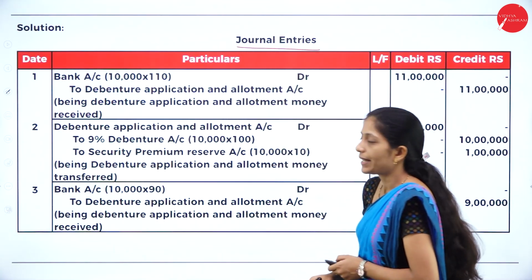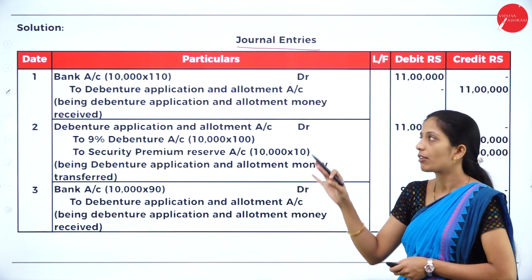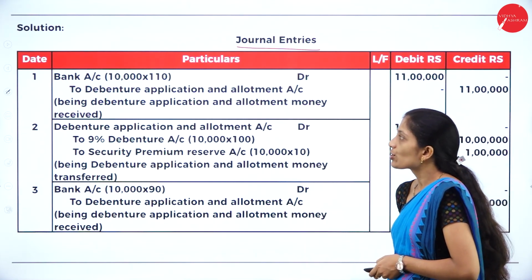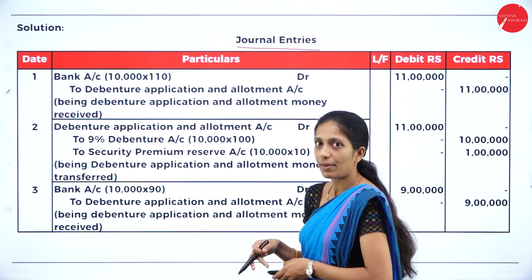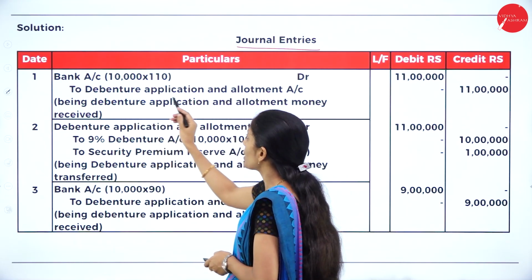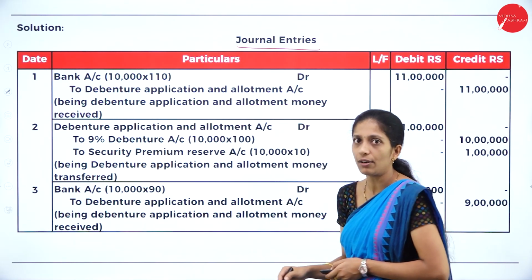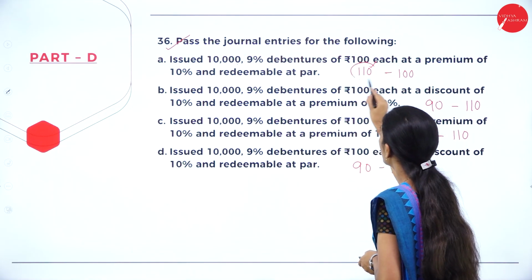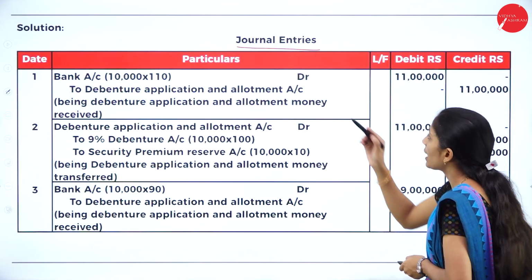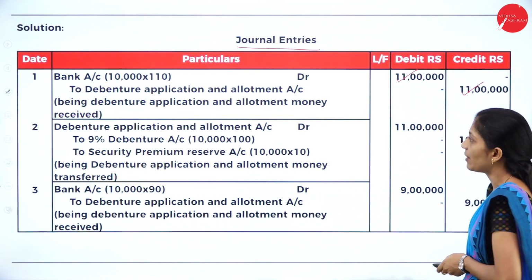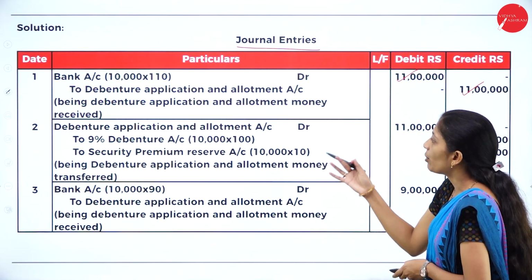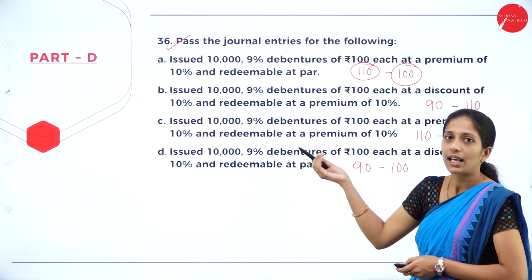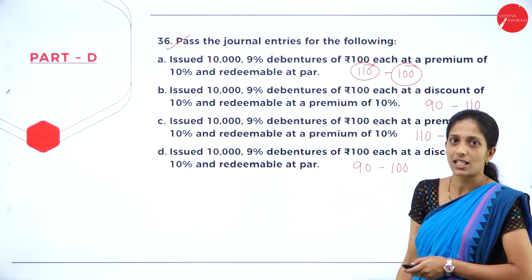First, we will record the journal entries. As usual, we will draw the format of journal: date, particulars, ledger folio, debit and credit. So, first entry is for what? Receiving of money. Correct. So, bank account debit to debenture application and allotment account. Now, what is the number of debentures? 10,000, it is issued at 110, correct? So, 10,000 into 110, it will be 11 lakh. But how did they redeem? While issuing, there was a premium also, correct? Which will be transferred to securities premium account.